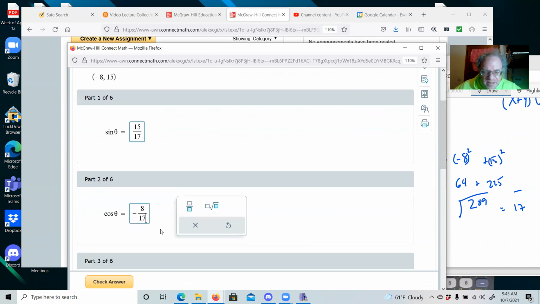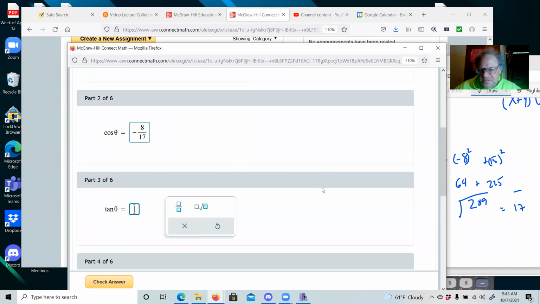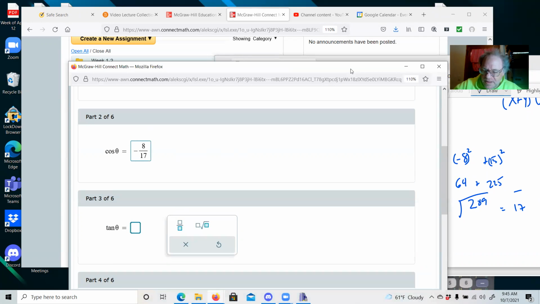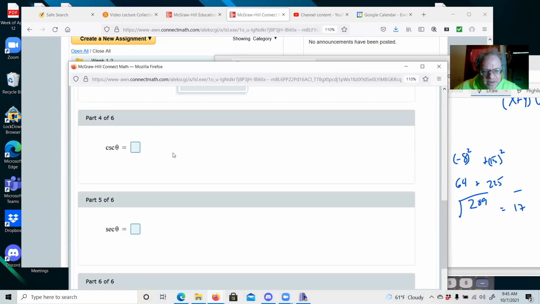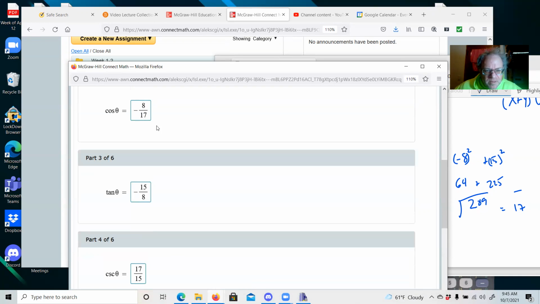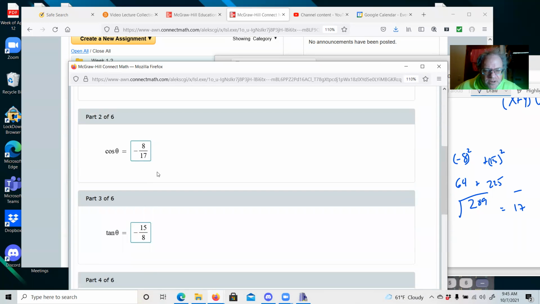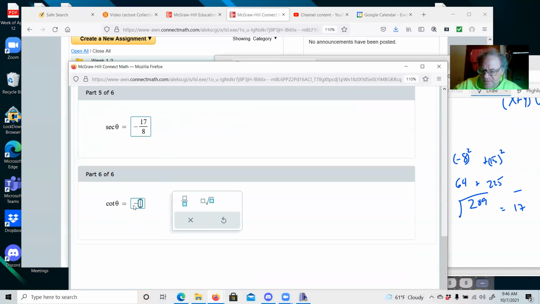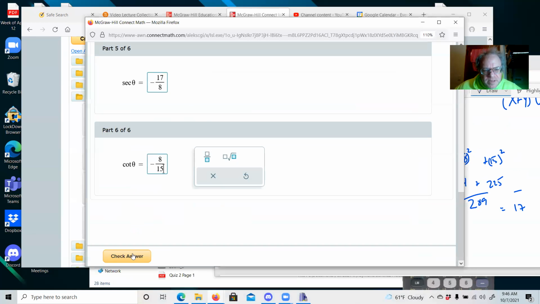All right. Tangent was what? 15 over 8. Negative 15 over 8. And then cosecant is 17 15ths. Why did they change that difference? This was negative 17 over 8. Okay. 17 over 8. And then this is negative 8 15ths. Right? Let's see if we're good. Fingers crossed.